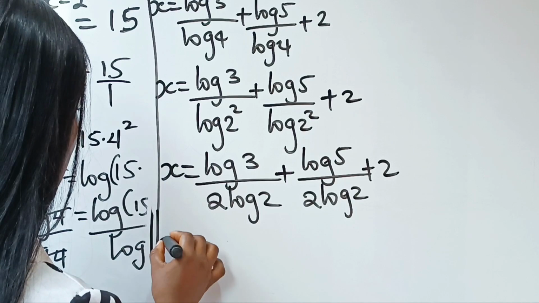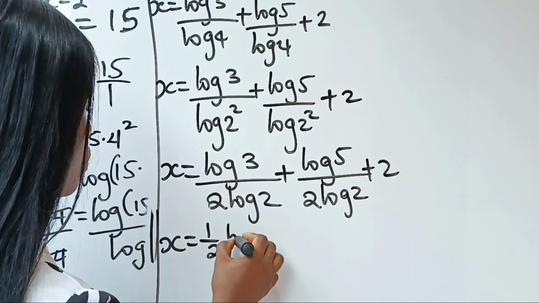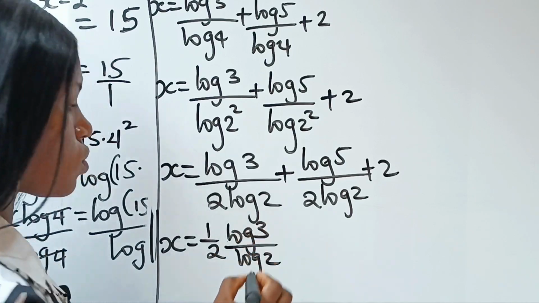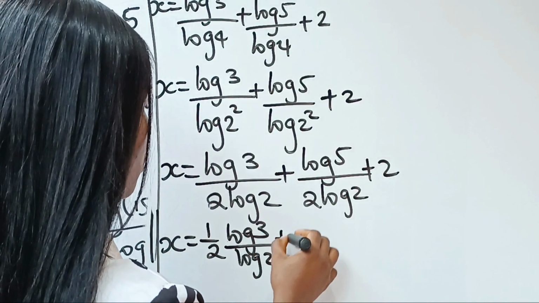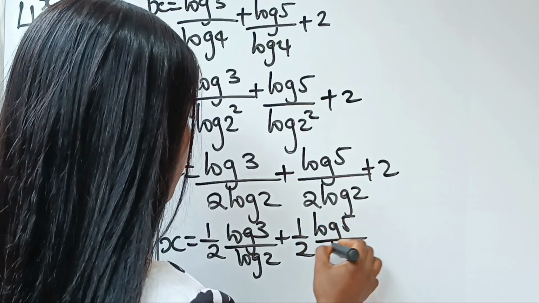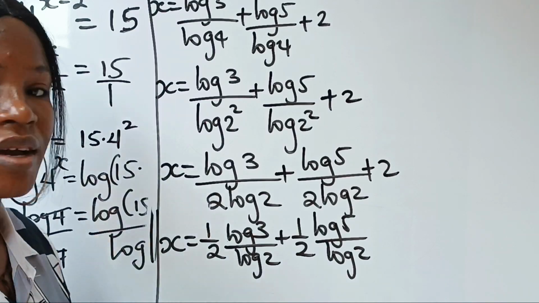All right, so we can write that x is equal to this same thing as 1 over 2 log 3 divided by log 2, right? Plus 1 over 2 log 5 divided by log 2. I don't know if you can still see here, but I think so.